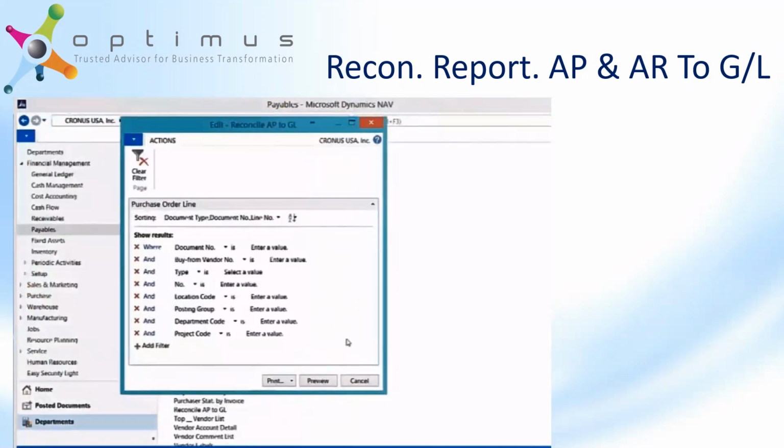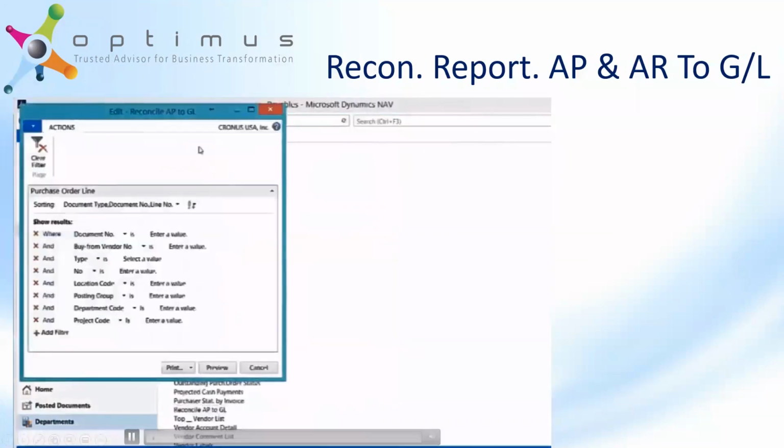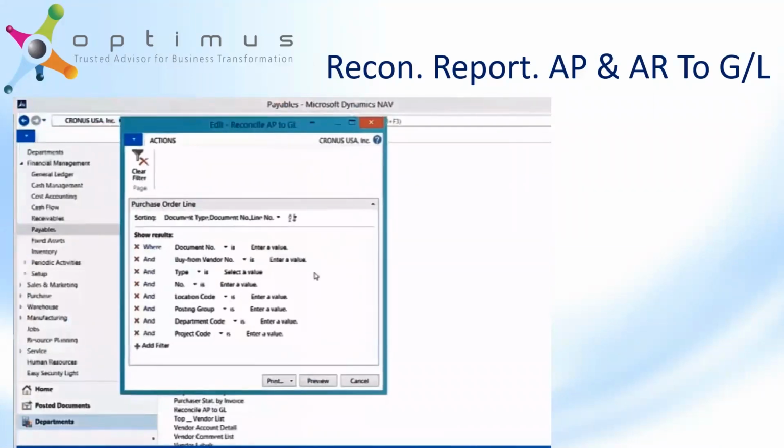So once again, in order to review, we have the report Reconcile AP to GL. Once we know everything is perfect, we have made the necessary adjustments. And here, let me just move the actual transactions. Here's the report, Reconcile AP to GL, okay?